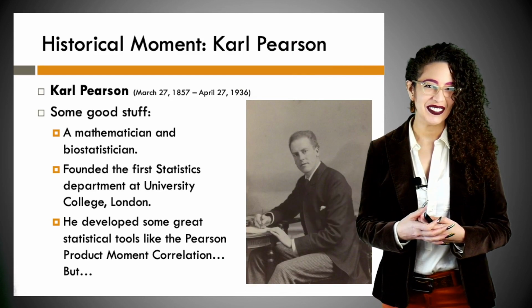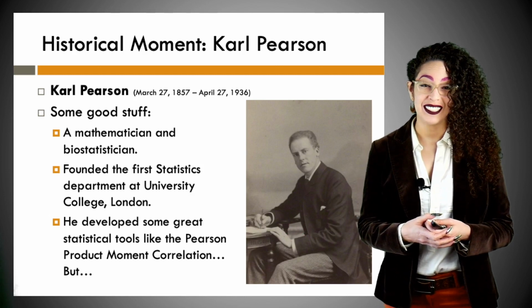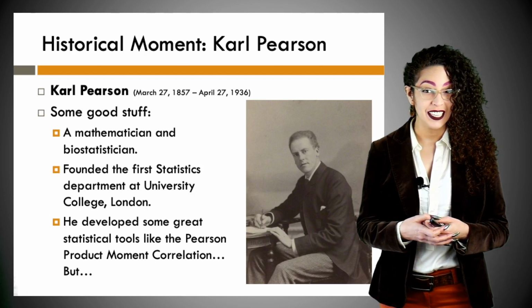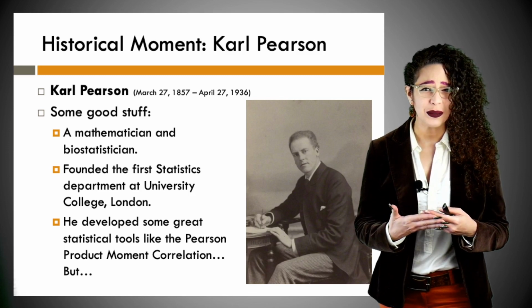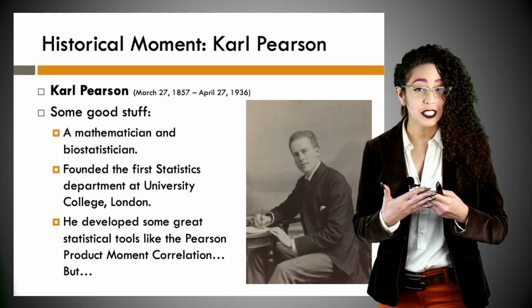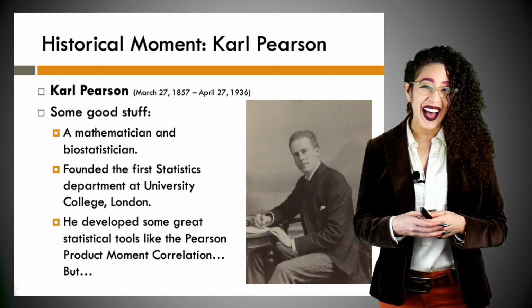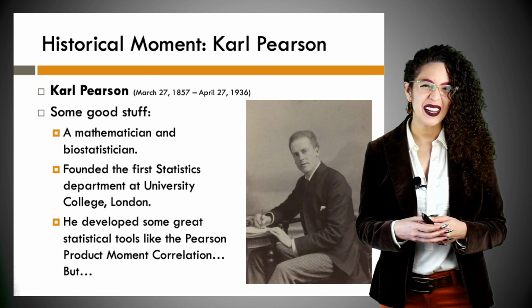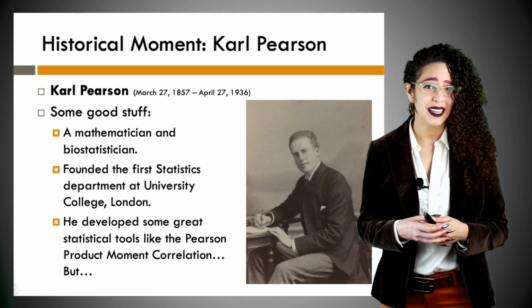First, some good stuff. Karl Pearson was a biostatistician and a mathematician. He founded the first statistics department at the University College of London. He developed some great statistical tools like the Pearson's product moment correlation that we're going to learn about. But... why does there have to be a but? There's been a lot of buts lately.